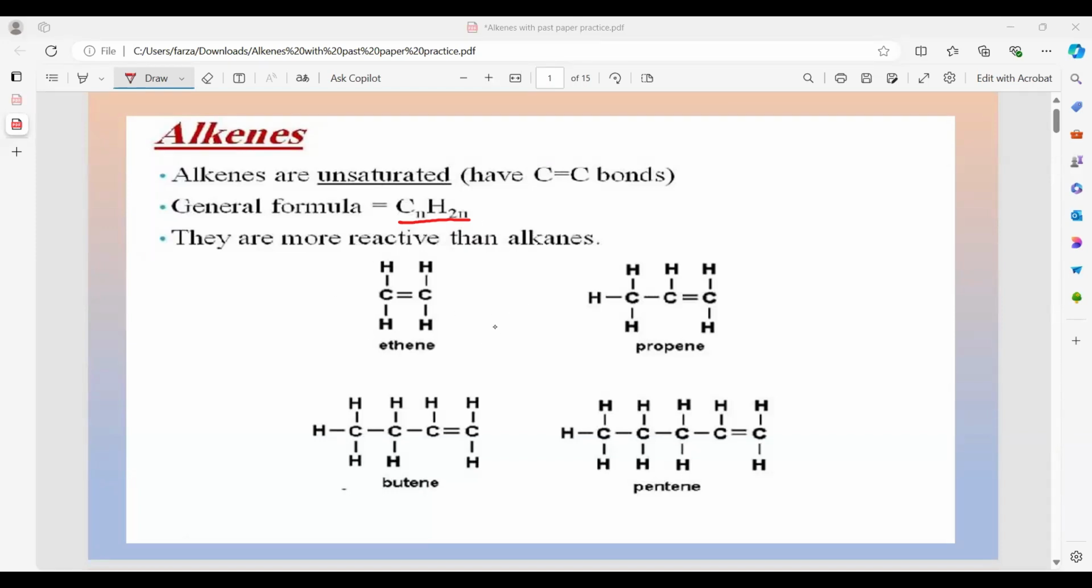So the other possible alkenes in the homologous series begin with ethene, then propene, butene, pentene. Now, if you notice, there is no methene. Now, why is there no methene here? Because to form an alkene, you need at least two carbon atoms. To form this double bond, at least two carbon atoms are required. So in methane, there is only one carbon atom, and thus methene does not exist.